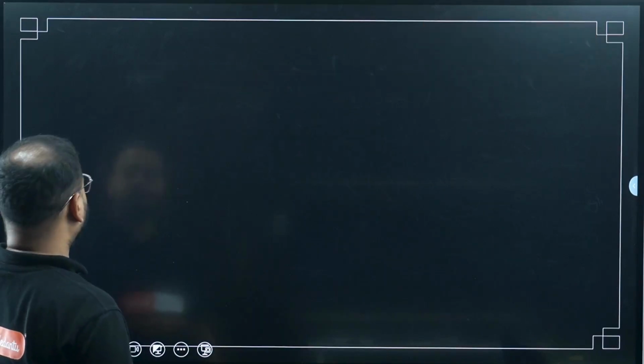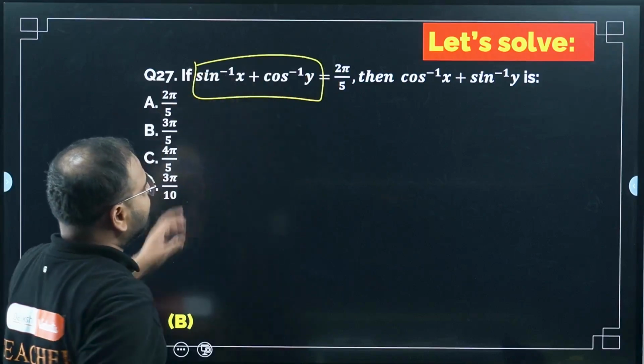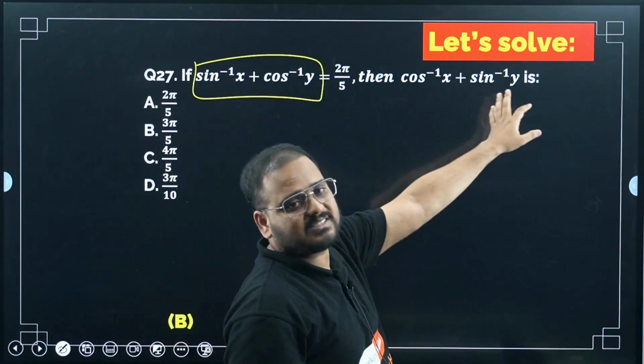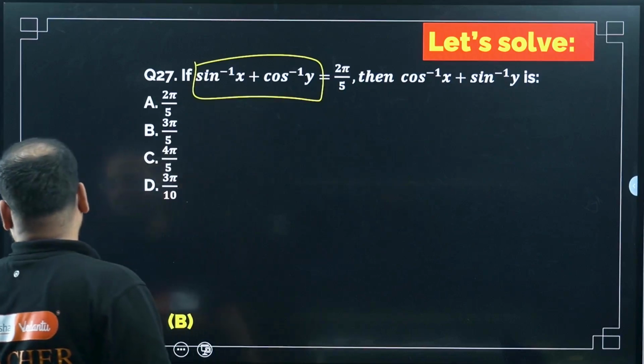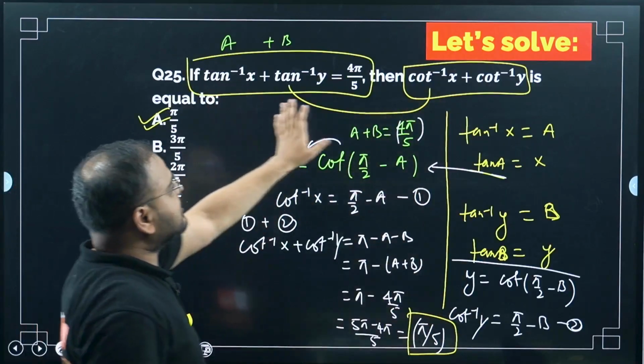27th also you can solve, right? Same way. Sine and cos are given here and their complementary function. They're asking us to find cos and sine. In the previous one, if you see, tan and tan was given, they're asking us cot and cot.